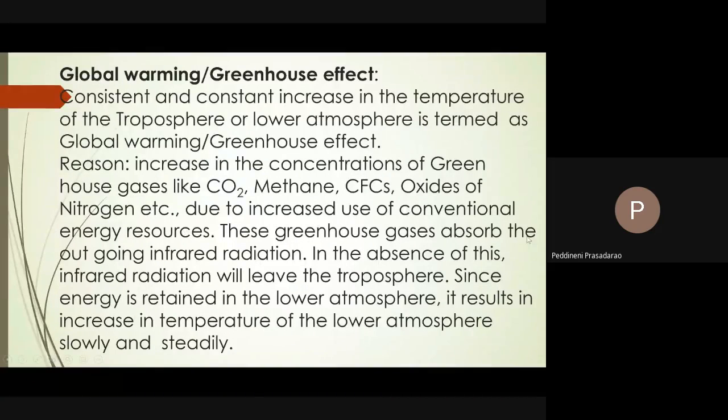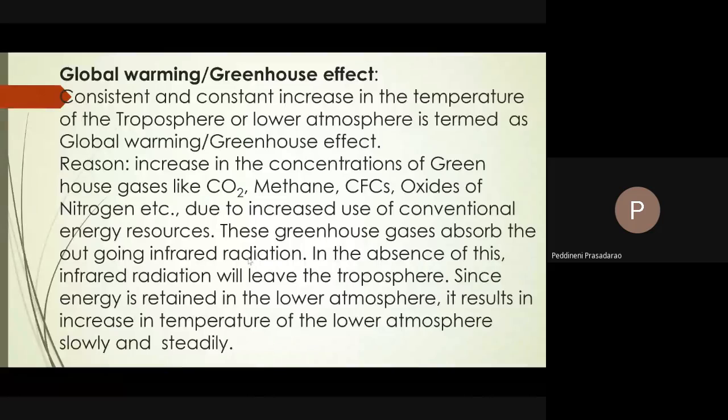These greenhouse gases absorb the outgoing infrared radiation. If you look at these gaseous components which I have mentioned, carbon dioxide, methane, chlorofluorocarbons, oxides of nitrogen, these have a very specific property. That property is that they try to absorb the long wavelength radiations. That means lower energy, long wavelength radiation, they absorb.